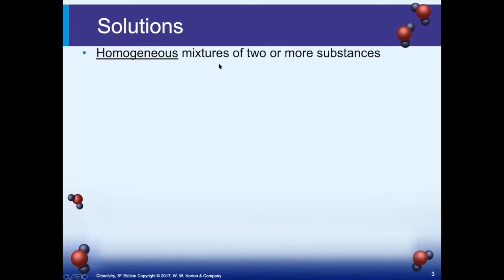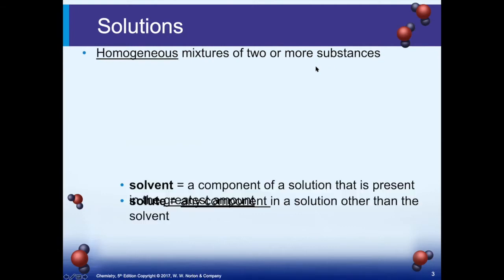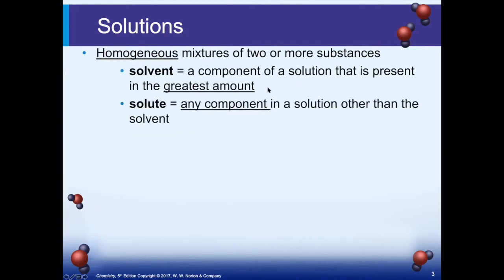Okay, homogeneous. Two or more substances. It doesn't have to be only two substances. And some of the terminology that goes along with solutions is you always will have a solvent. That's the component of the solution that's present in the greatest amount. And then we would say that the solute is just anything else that's in the solution that's not the solvent.